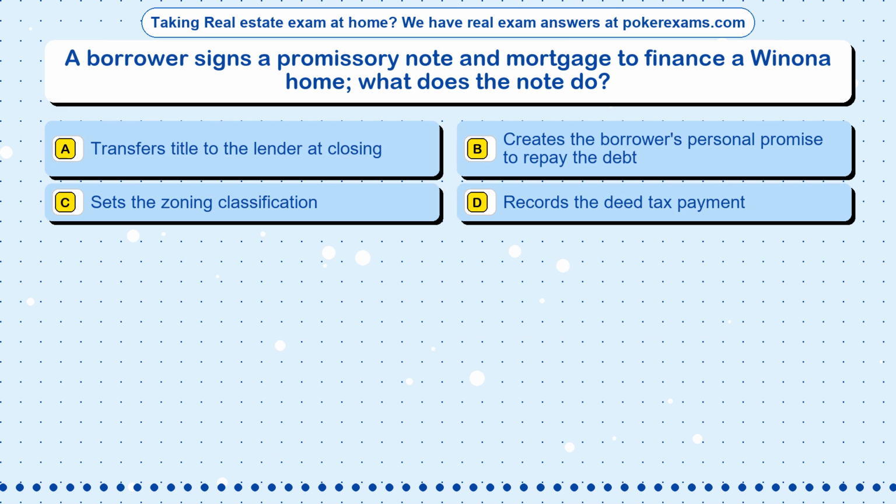Question 50. A borrower signs a promissory note and mortgage to finance a Winona home. What does the note do? Option A. Transfers title to the lender at closing. Option B. Creates the borrower's personal promise to repay the debt. Option C. Sets the zoning classification. Option D. Records the deed tax payment.